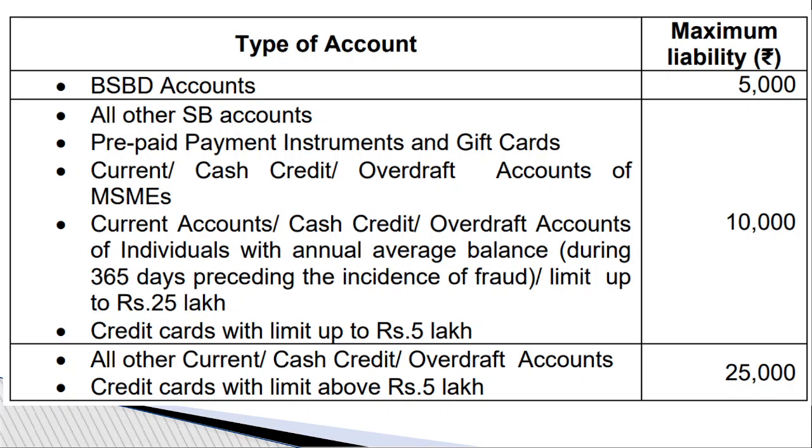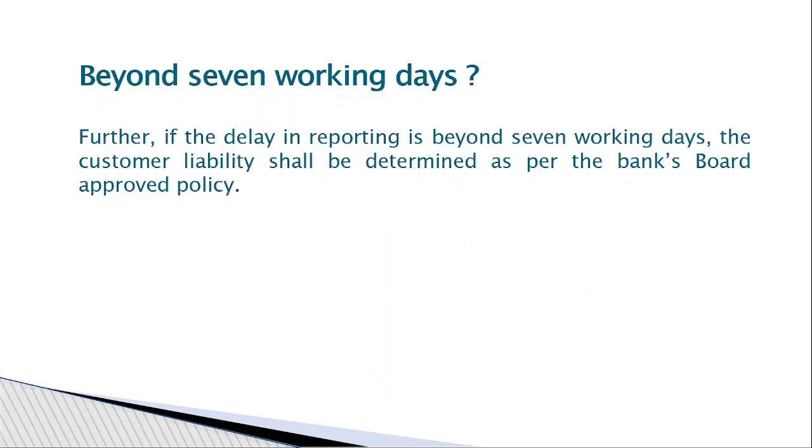So now zero liability and partial liability we have discussed, and 4 to 7 days we have discussed. If it is beyond 7 days, whatever the liability should be will be determined by the bank board. It is organization to organization. If it is not communicated or reported after 7 days, then the bank board will decide the policy. It will differ from one organization to another organization.